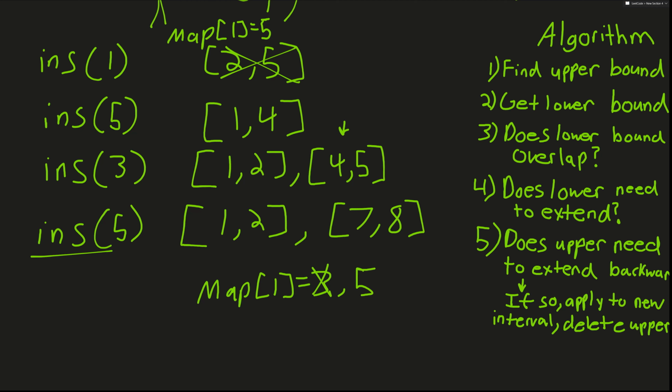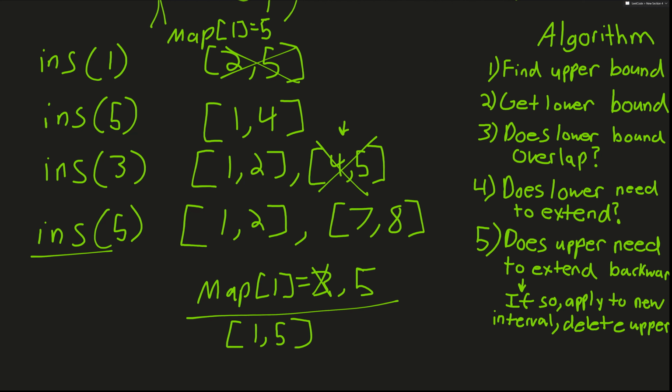And then, if so, apply the new interval. So we set map of 1 to equal 5, and then we delete this. So now all we're actually left with is this. This was changed to 1 to 5. And then after that, when we're asked to actually return the intervals, it's pretty easy. All we do is run through all the entries in the map, and we just return an interval of their key and then their value and so on, just like that.